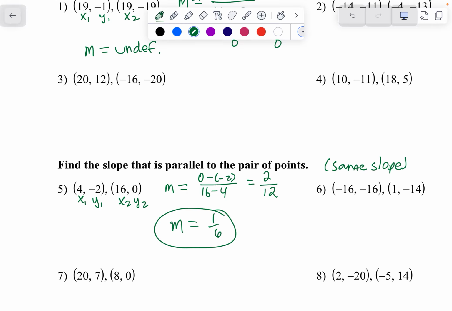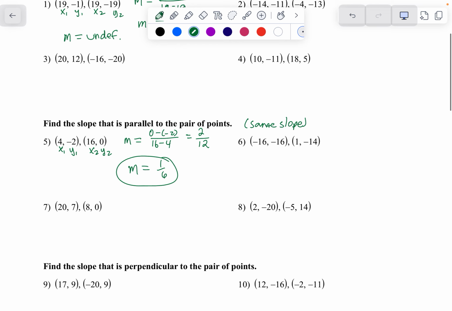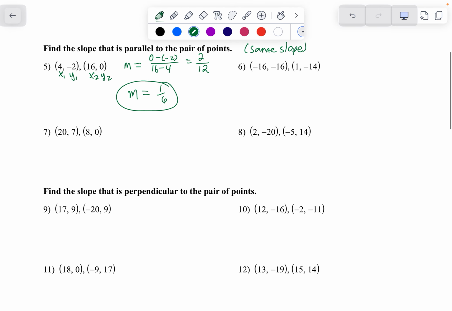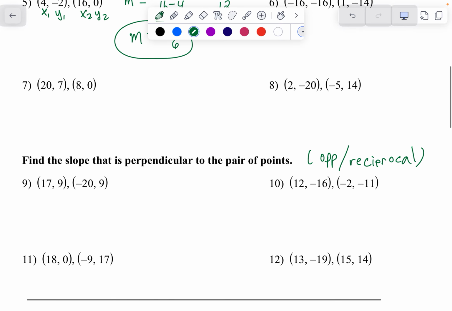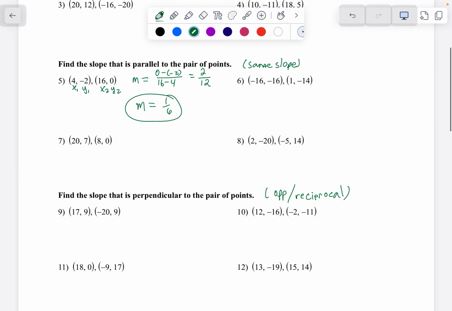Now the ones that we have to start thinking about how we can find it is 9 through 12. Remember here, we want to have the opposite sign and the reciprocal of whatever we find, because 2 lines are perpendicular if their slopes are opposite signs and reciprocals. If we multiply them, we should always get negative 1. That's a way to kind of check your work. Okay? So 9 through 12, we have some other things that we have to do.